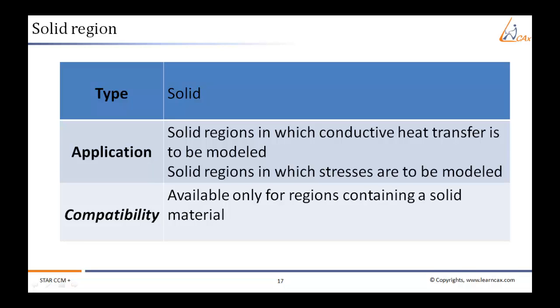Where should we use solid region type? Solid regions in which conductive heat transfer is to be modeled, and solid regions in which stresses are to be modeled. This type is available only for regions containing a solid material.